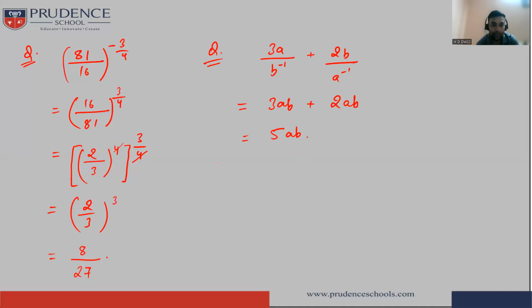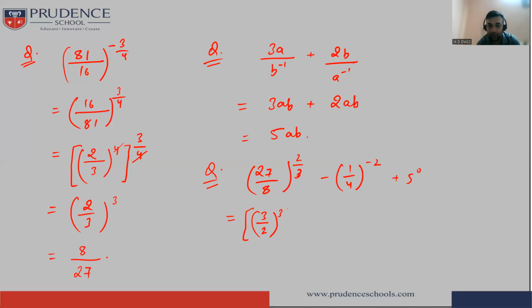Similarly, if we have the question like 27 upon 8 whole raised to power 2 by 3 minus 1 upon 4 raised to power minus 2 plus 5 raised to power 0. So 27 upon 8 can be written as 3 upon 2 whole raised to power 3 and whole raised to power 2 by 3. Similarly, this can be written as 4 raised to power 2, right?